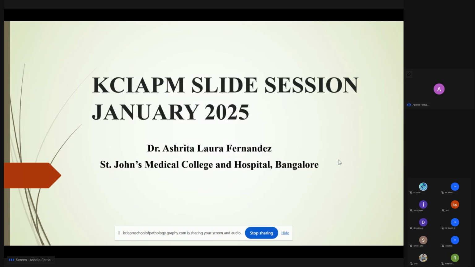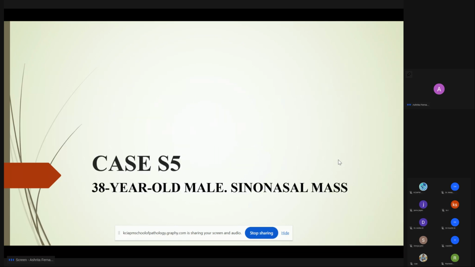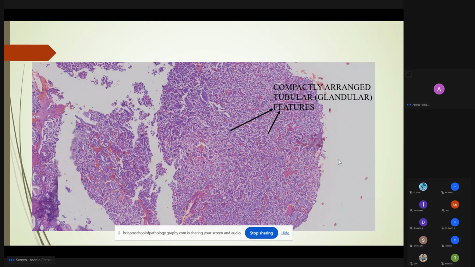Good afternoon. My name is Ashrita Fernandez. I'm from St. John's Medical College, Bangalore. The case given to me was case S5. The history provided was a 38-year-old male, sinonasal mass.